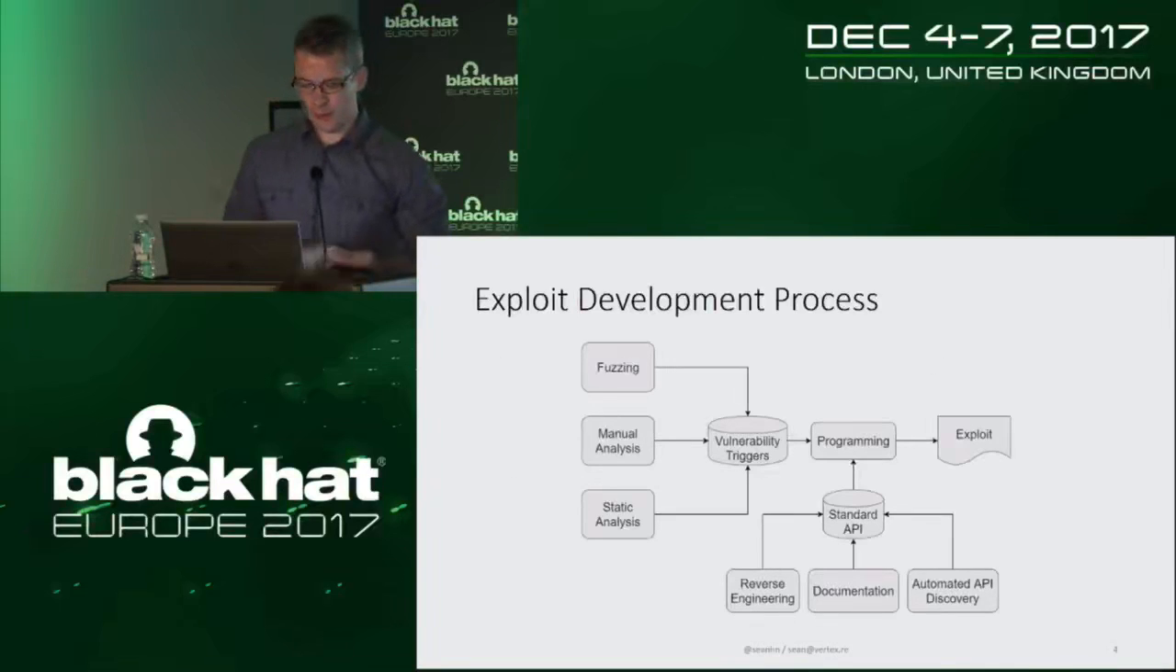So the exploit development process, at a very, very high level, you could view as something like this. We have some means of discovering vulnerabilities, we have some means of figuring out what the program's API is, and then the process of producing an exploit is actually programming, right? So we're using available vulnerability triggers, we're using the standard API, and we're programming the state of the target application in order to move it into a state that's advantageous to us as attackers.